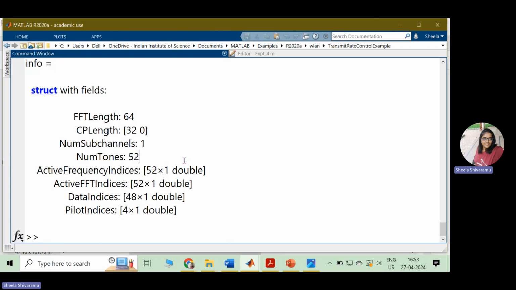Data is not being transmitted. So data transmission happens only on 52 tones, and they are called active frequency indices. Then in that, data tones are 48 and pilot tones are 4. So 64 subcarriers, 64-point FFT is used, and CP length is 32 for the LLTF field.